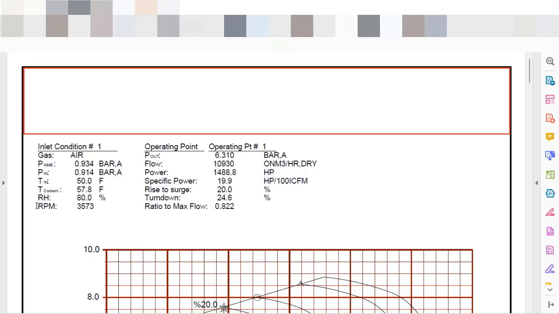So besides the information of the RPM of the compressor, the other information here is information added by the process engineer: the gas composition, in this case air, the ambient pressure or the barometric pressure, the inlet pressure, the inlet temperature, and the inlet or the coolant temperature available for this machine.